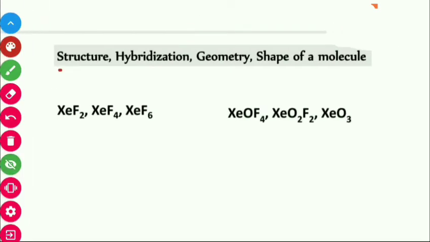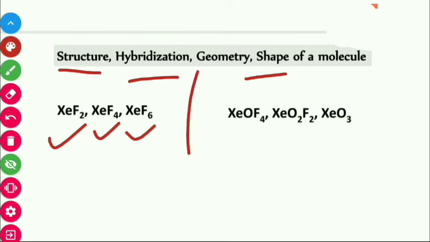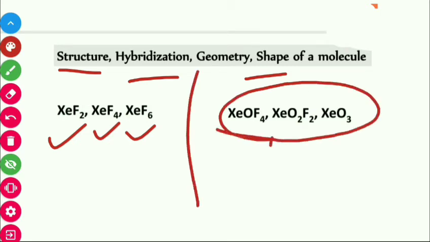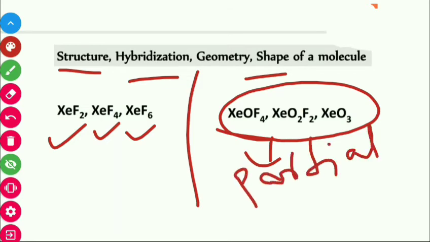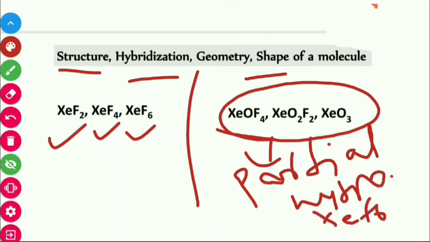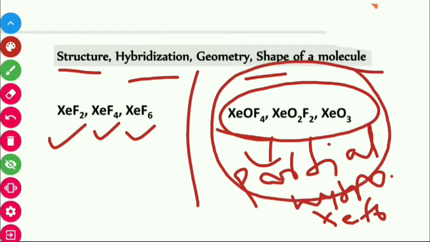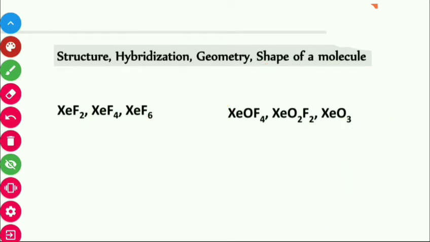Now let's talk about the structure, hybridization, geometry, shape of a molecule. We have different types of compounds, XeF2, XeF4, XeF6, and these are formed by partial hydrolysis of XeF6. This portion we cover in the next lecture. So till now we studied all these three compounds, how they react, how they form. So let's talk about that.